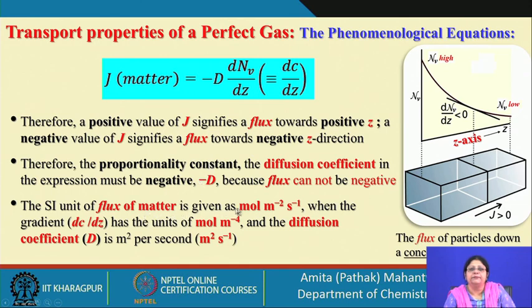The SI unit of flux of matter: what is the flux of matter? Moles per unit area per unit time. The gradient of the concentration is in terms of moles, as we have just discussed. Moles per meter cube is the concentration and distance is in meters, so the gradient will be moles per meter to the power minus 4. From this we can find out the unit of the diffusion coefficient. We have that equation, we know the expression for this side. I can take this out, multiply by dz divided by dn, and I can get the unit of D, the diffusion coefficient. That is nothing but meter square per second. You can do it yourself.